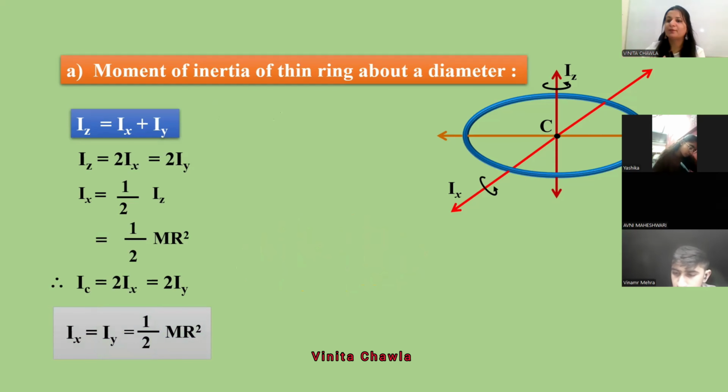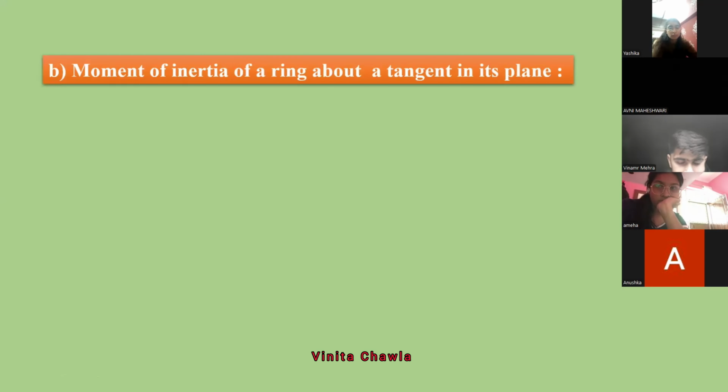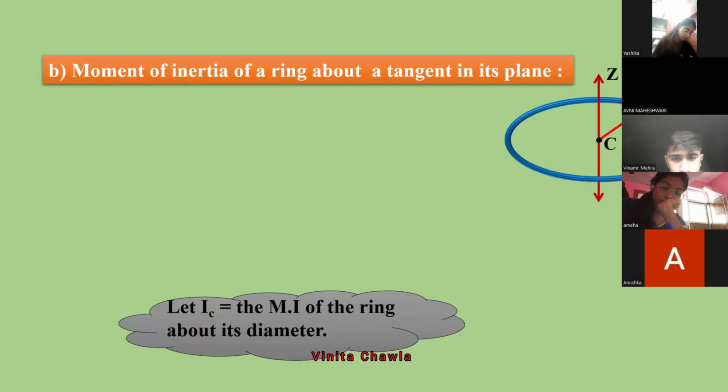Now we have to find the moment of inertia of a ring about a tangent in its plane. So the tangent lies in the plane where the ring is. Okay. So how will you find the moment of inertia?